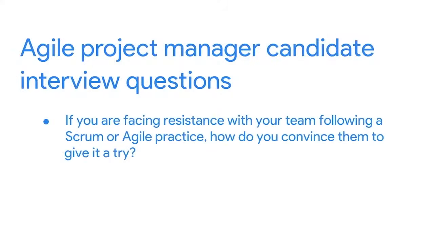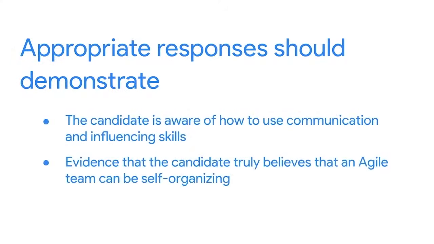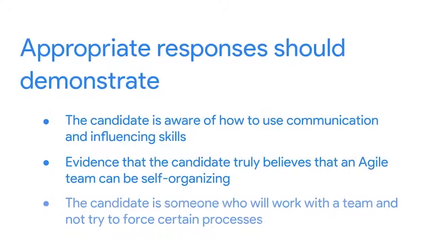And finally, I ask, if you are facing resistance with your team following a Scrum or Agile practice, how do you convince them to give it a try? Their answer helps me understand how they use communication and influence skills and whether they truly believe that an Agile team can be self-organizing. At Google, our teams sometimes resist being told what to do, especially because this can diminish innovation and creativity. So I always want to hire project managers who work with a team and don't try to force them to do things a particular way.